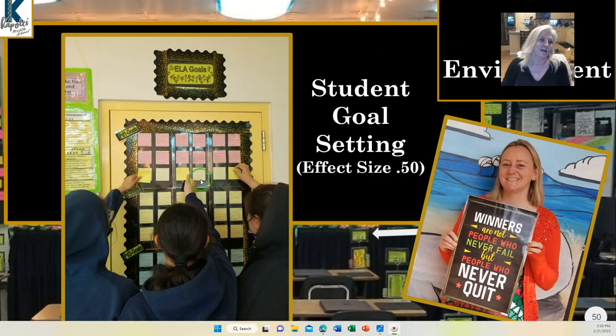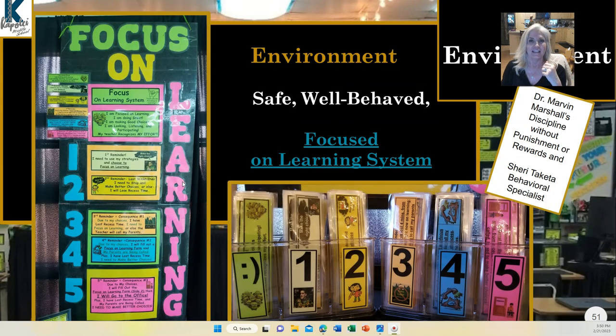Additionally, on my breakout room door, all of the students have their goals. So they do a goal for reading, writing, and on the SBA. So that's posted here.